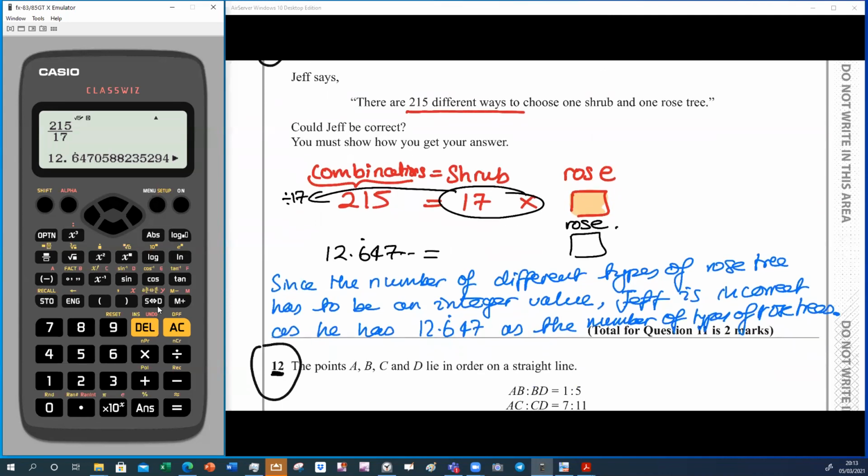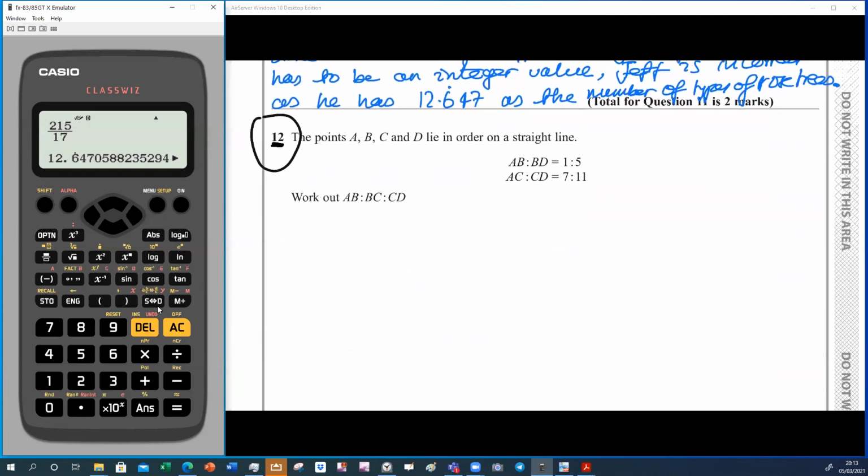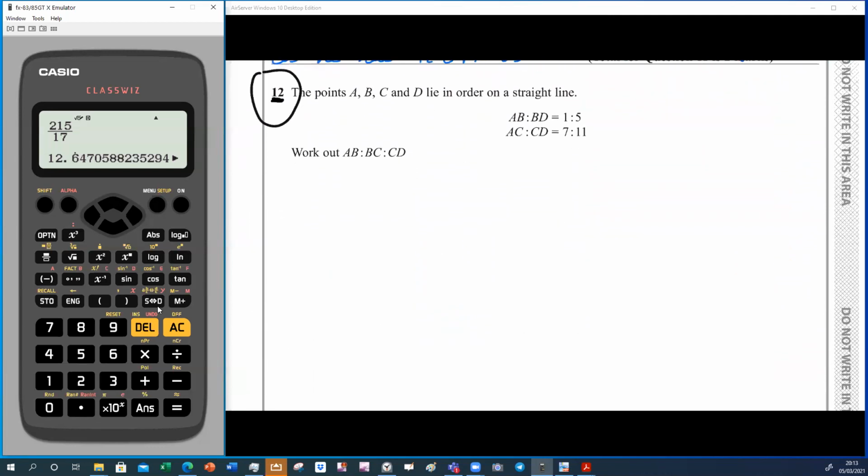Okay, lovely. Question number 12. Ismail, please join me on this one. The points A, B, C, and D lie in order on a straight line. Work out AB:BC:CD, where AB to BD is in the ratio of 1 to 5, and AC to CD is in the ratio of 7 to 11. Okay, so they've given us two types of ratios here.